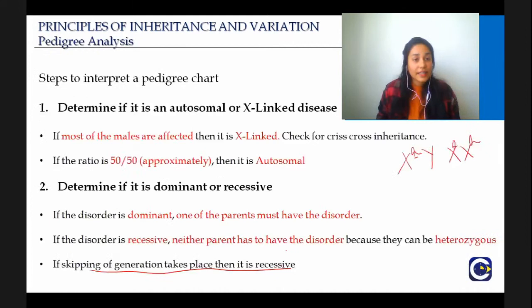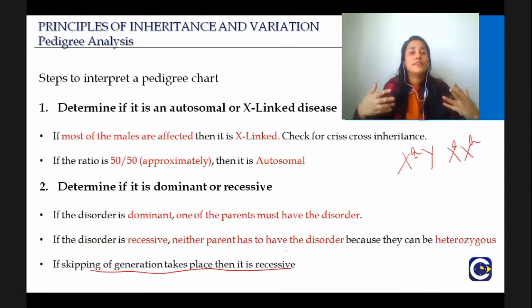Okay, so we will again go through this because now we will start solving the questions. Okay, the theory part is one thing for pedigree analysis that nobody is going to ask you. You have to understand the theory part to solve the question. If most of the males are affected, it is X-linked because males need only one X to be diseased. If the ratio is approximately 50-50, you know, sometimes you say there are 6 females, there are 5 males. No, this is not 50-50. No, that is not the case.